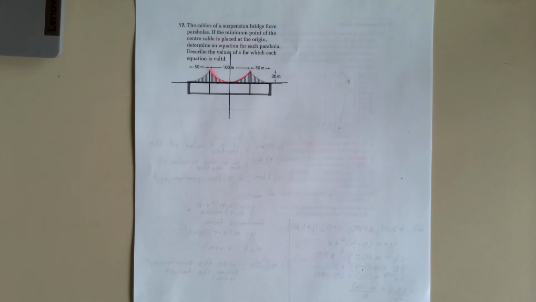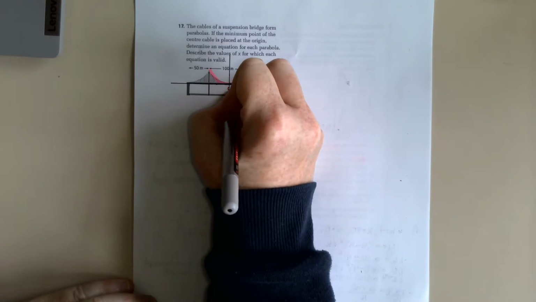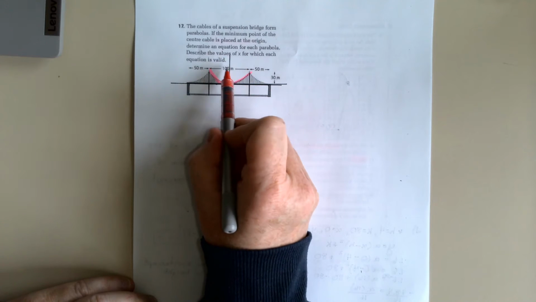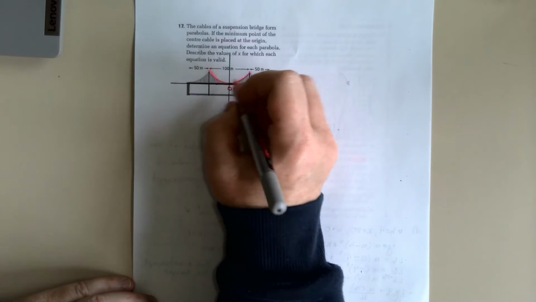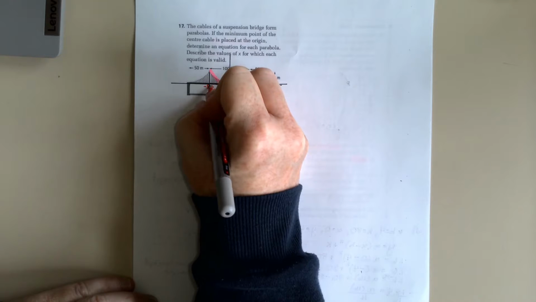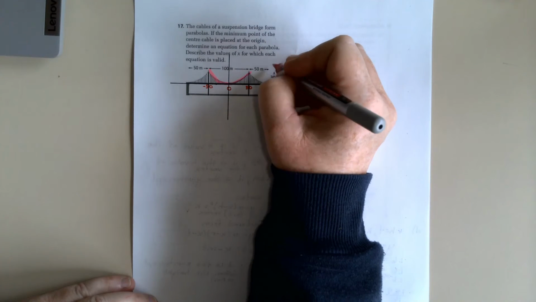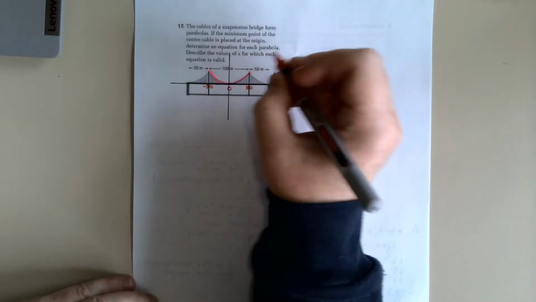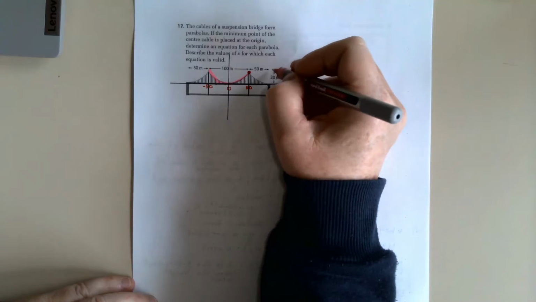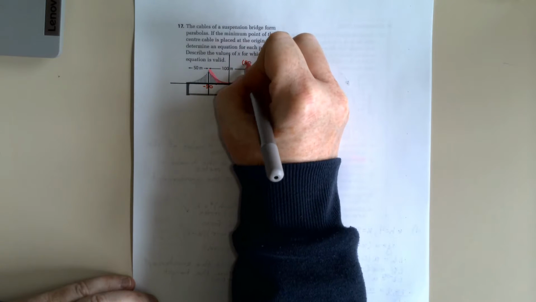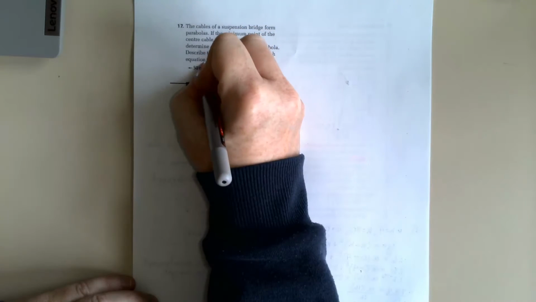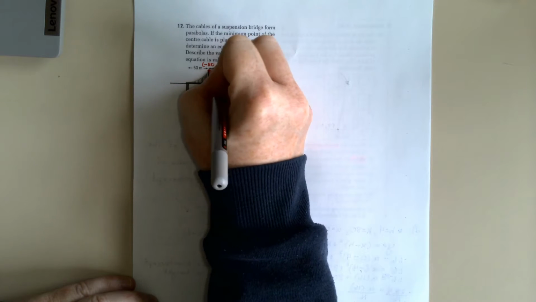Then what I know is that this is 0. The whole width of this bridge is 100, so if this is in the middle, then I know that this is going to be 50, and this is going to be negative 50. And it tells me that the height of the parabola is 30. So this point right here is going to be at 50 and 30, and this point right here is going to be at negative 50 and 30.